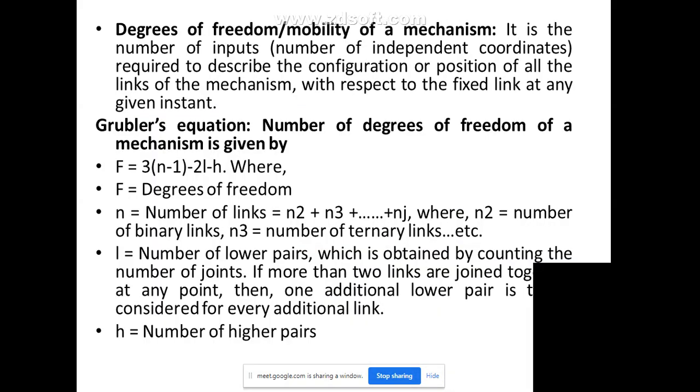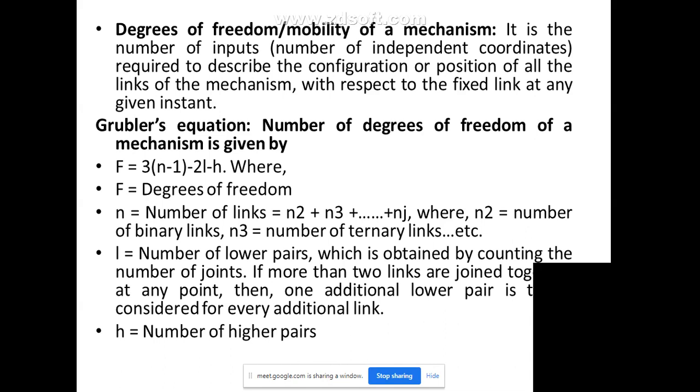So let us now understand what degrees of freedom is. Degrees of freedom or mobility of a mechanism is the number of inputs or number of independent coordinates required to describe the configuration or position of all the links of the mechanism with respect to the fixed link at any given instant.